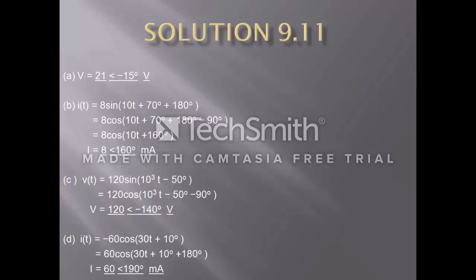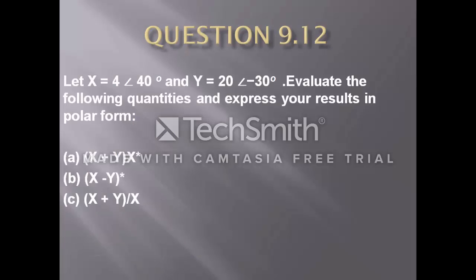Now the last part, D part, is i in the function of time equals minus 60 cos 30t plus 10 degrees. Changing the equation to 60 cos 30t plus 10 degree plus 180 degree, which replaces the negative sign outside. So we get this equation to turn into 60 cos 30t plus 190 degrees. From that we can see that I equals, in phasor form, 60 with a phase angle of 190 degree milliamperes. Moving on to the next question, 9.12.